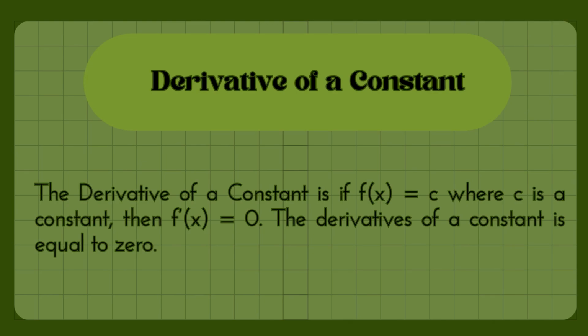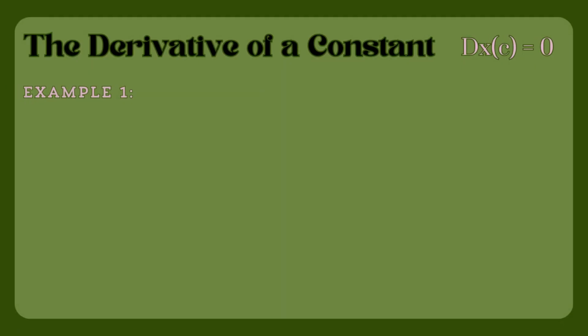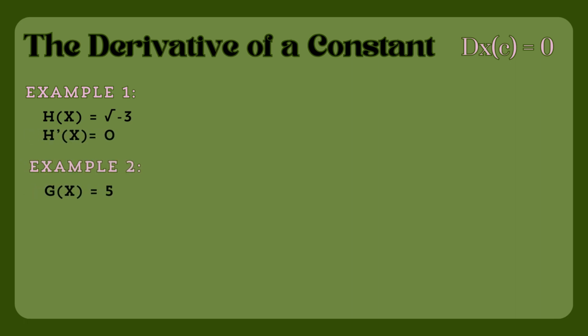What is the derivative of a constant? If f(x) equals c, where c is a constant, then f prime of x equals 0. The derivative of a constant is equal to 0. I will give you some examples. Square root of -3: since this given is a constant and it doesn't have a variable, the answer will be equal to 0. Same as the first example, 5 is still a constant, so the answer will be equal to 0. Lastly, same process with the previous examples, the derivative of a constant is equal to 0.